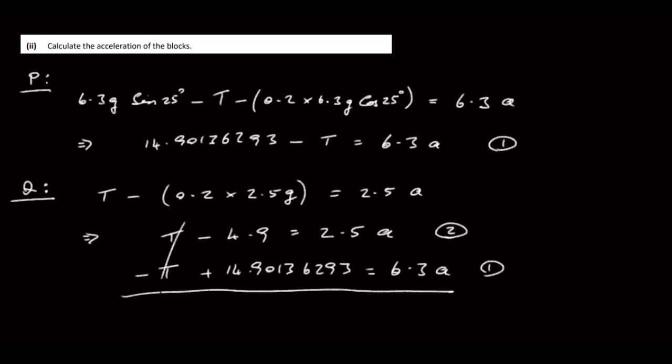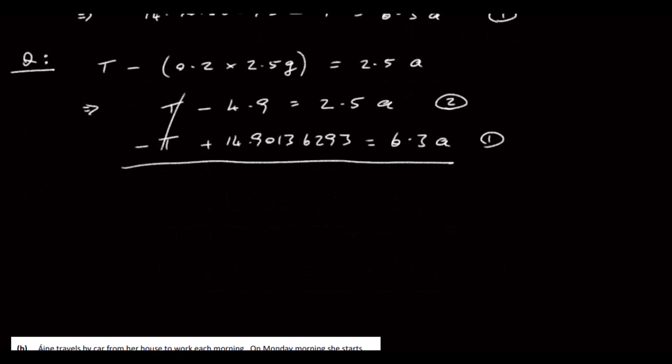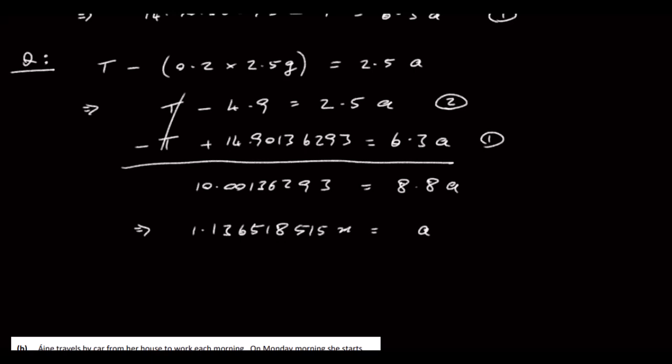Add these two equations, so the T's will cancel, you'll get 0. And when you add the two numbers then, we'll get 10.00136293. Add the right hand side, we'll get 8.8a. All we've got to do now really is just divide across by 8.8, and we'll get 1.136518, and that's meters per second squared. That's our acceleration.